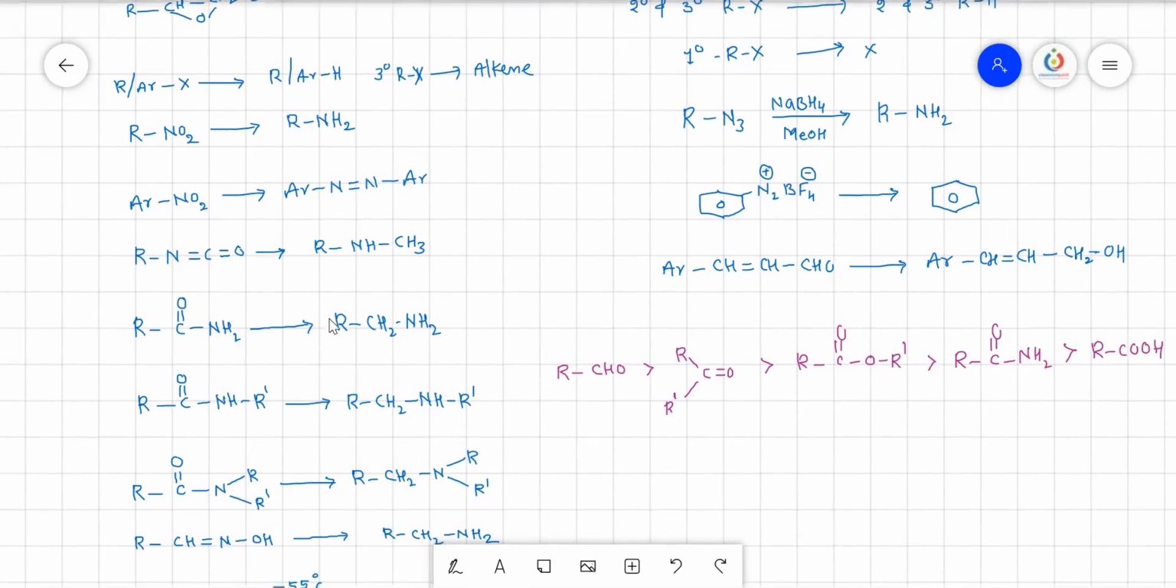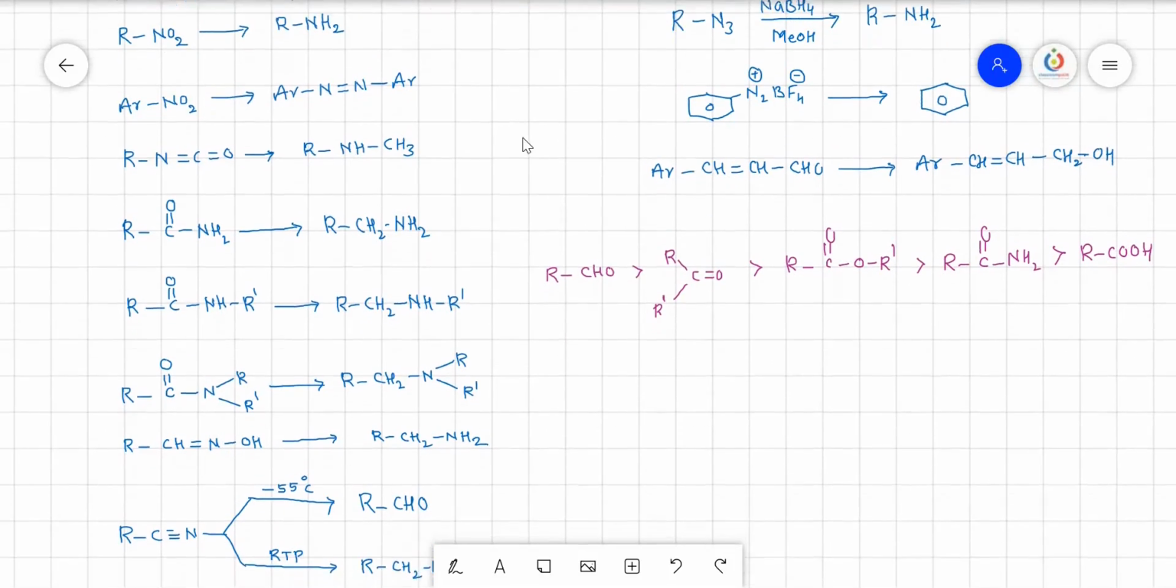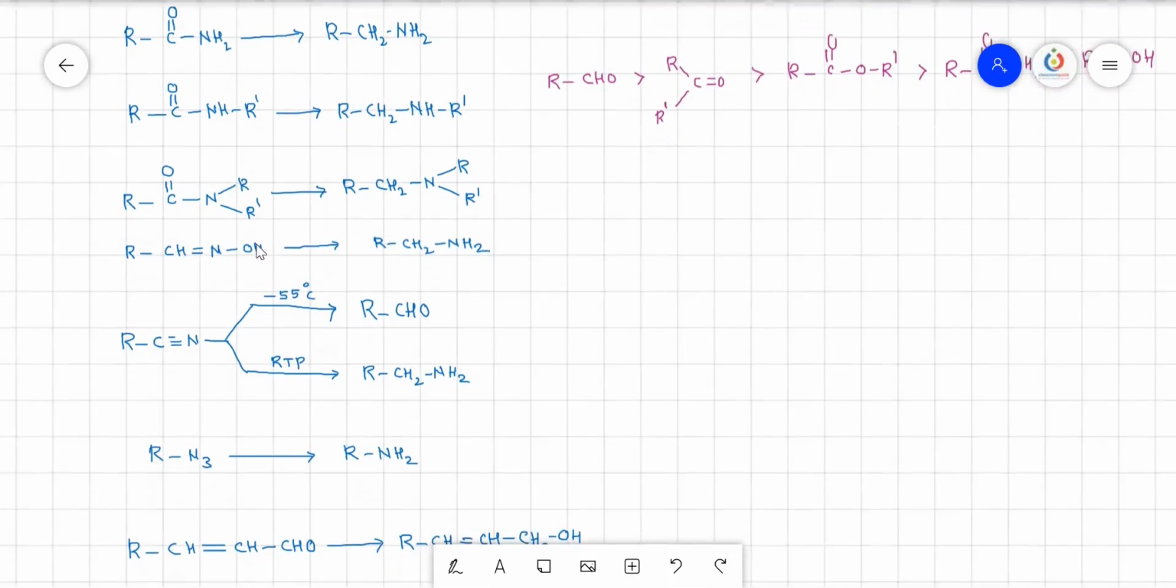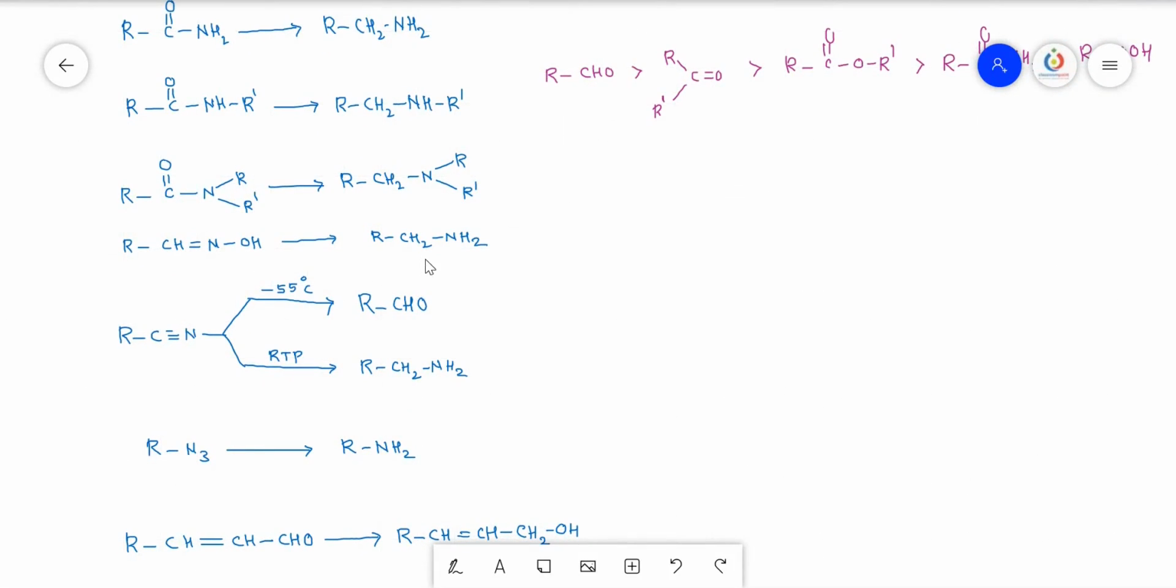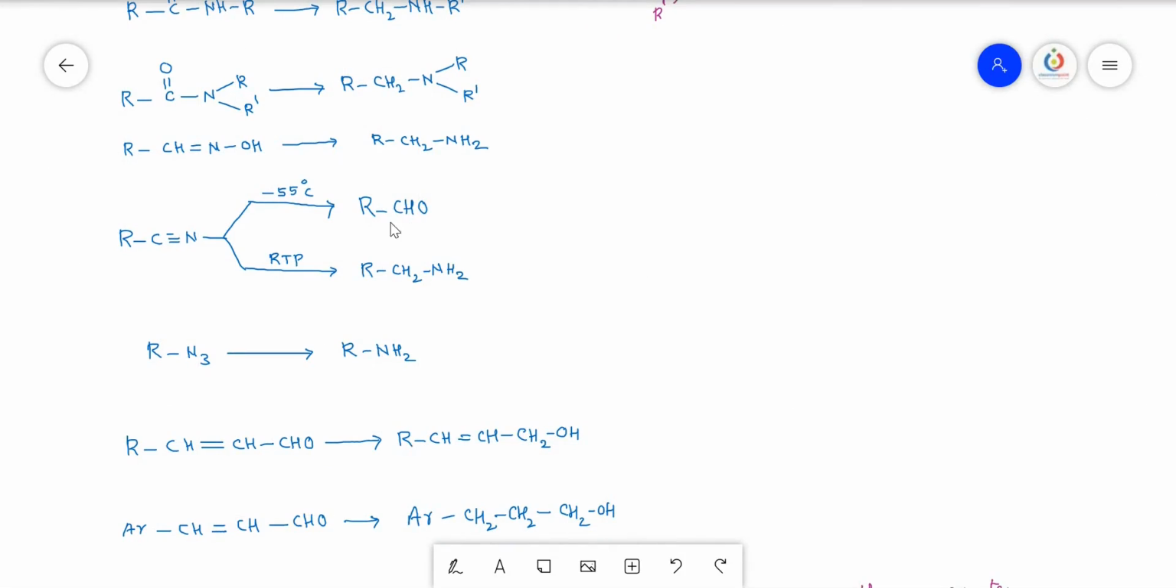So all nitrogen compounds you see here, whether it is a nitro compound or amide, whatever it may be, they are giving amines only, except aromatic nitro compounds. Now here, hydroxylamine will be converted again to the amine. Now if you take the cyanides, they give two different products at different temperatures.